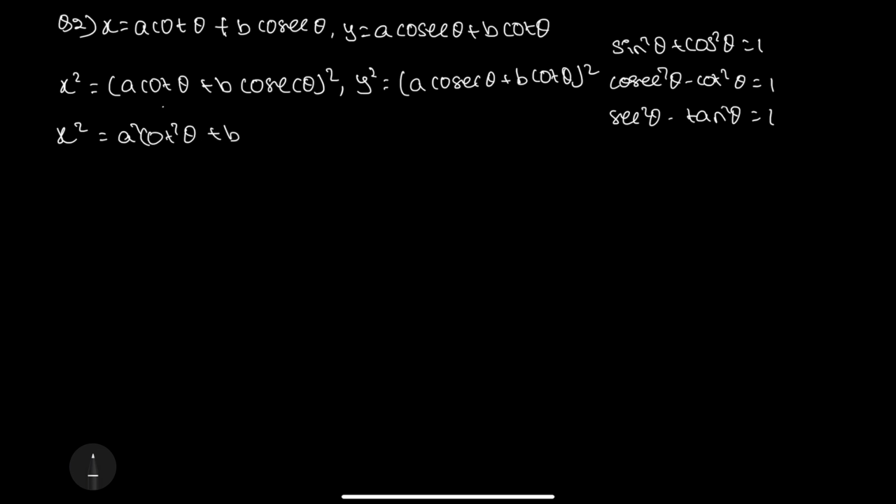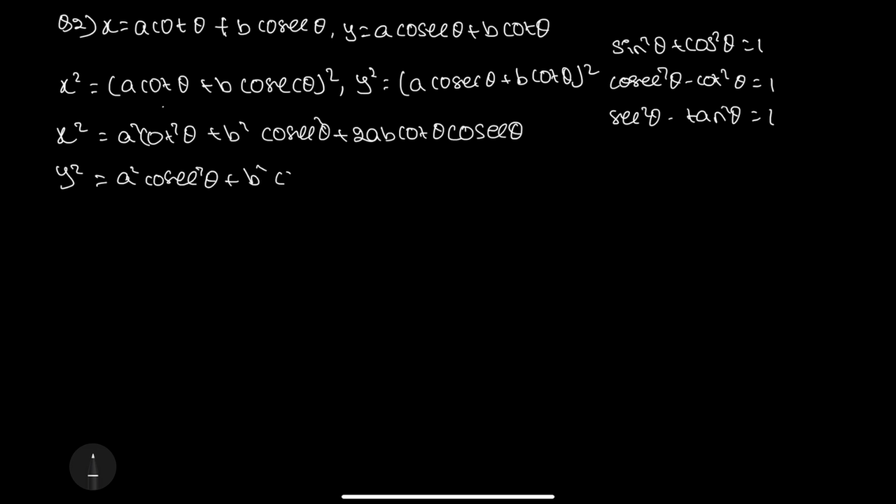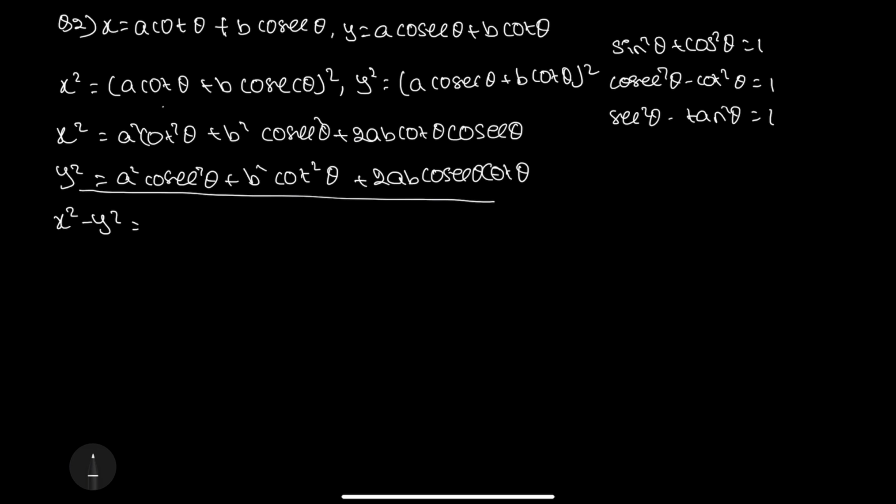theta plus b square cosecant square theta plus 2ab cot theta and cosecant theta. And second term, y square is equals to a square cosecant square theta plus b square cot square theta plus 2ab cosecant theta into cot theta. And here the relation between cot and cosecant is with subtraction. So we'll subtract these two. We'll get it as x square minus y square. This complete y square equation we have to subtract it from x square.